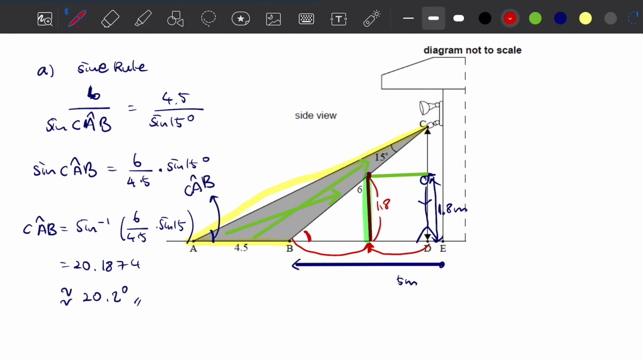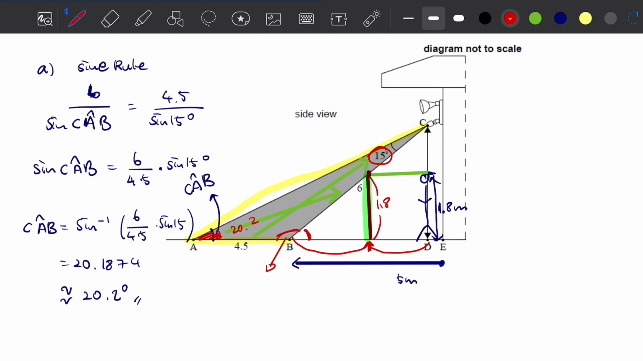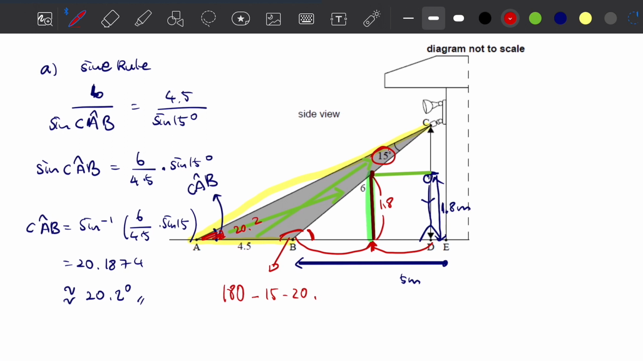Okay, so we know that this angle is 20.2 degrees, and we have 15 degrees here. That means we can find the angle here, right? So the angle at point B is the same as 180 minus 15 minus 20.1874. Doing 180 minus that value minus 15 degrees will give us about 144.813 degrees. So this angle here is about 144.